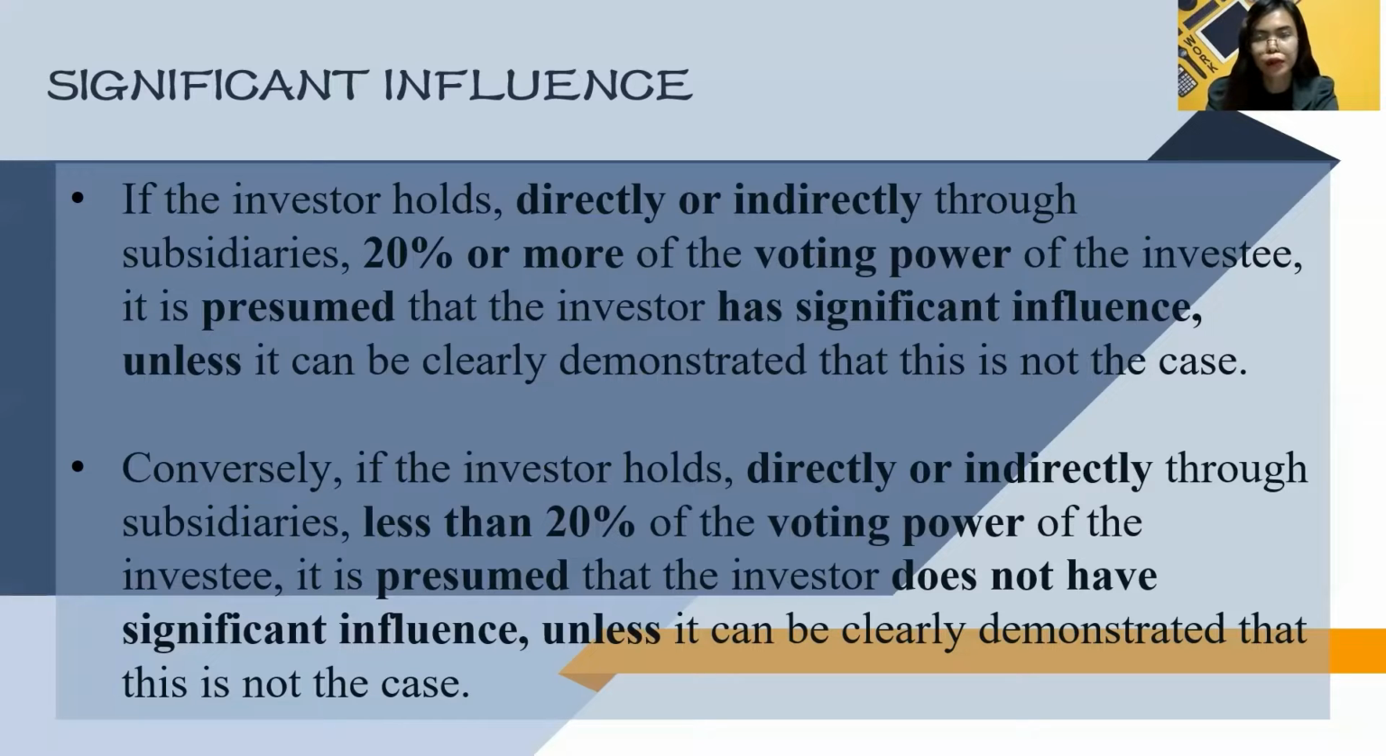Also, if your holding is less than 20%, kunwari 19 or 18%, the investor will be presumed not to have significant influence unless mapapakita na mayroon siyang significant influence. So, this is just the presumption. What will override is yung mga qualitative indicators. So, kahit for example, less than 20% yung ating holding, pwedeng may significant influence pa din. And even though over 20%, kunwari 20 or 30%, it doesn't mean na automatically may significant influence. Sometimes wala pa din because of the qualitative indicators.